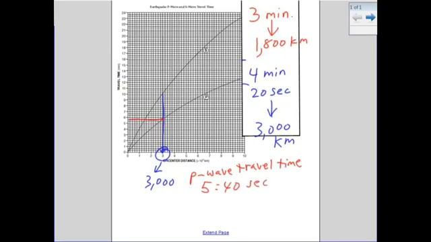Doing the same thing, we go up to here for the S wave, we would go across. That would be 10 minutes. And that's a general overview of how to use page 10. There's other ways that this would be sort of done, like if they gave you the P wave travel times, you'd have to go backwards. But this is the general way to use this chart on page 11.